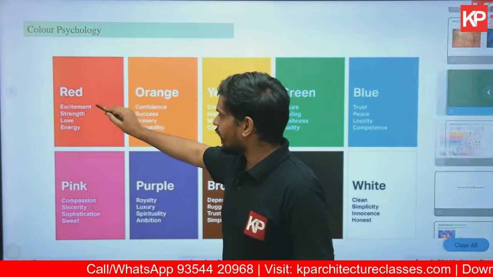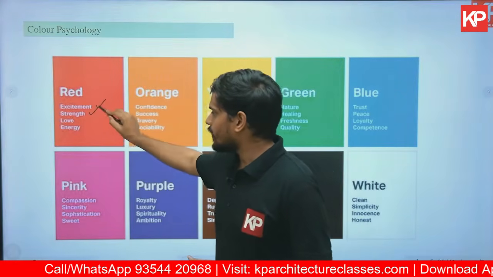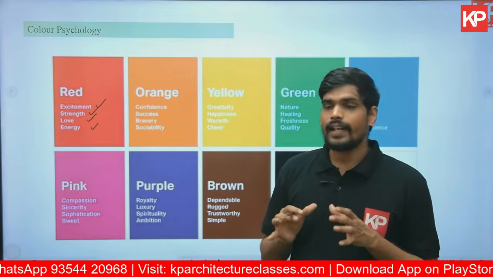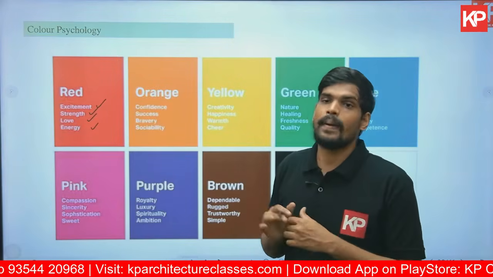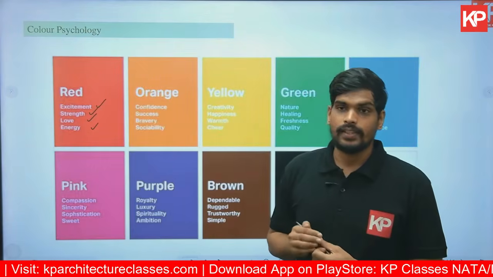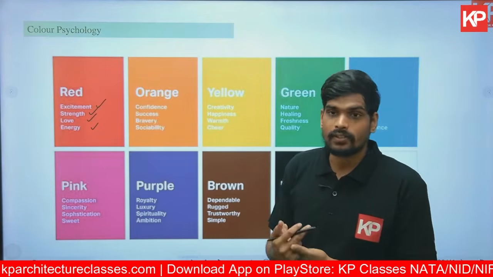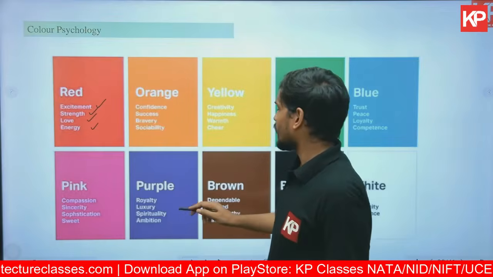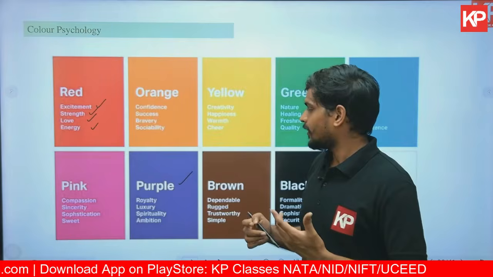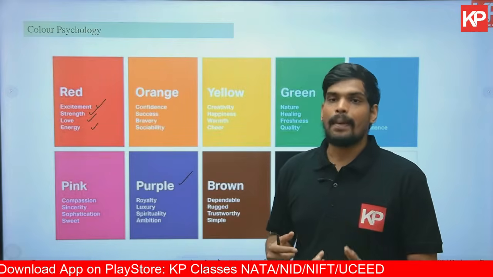Red creates a sense of excitement, psychological strength, love and energy. So red creates these psychological impacts on the observer: excitement, strength, love and energy. These are the psychological effects of red. Let us see what the psychological effects of, say, purple are. It symbolizes royalty, luxury, spirituality and ambition.